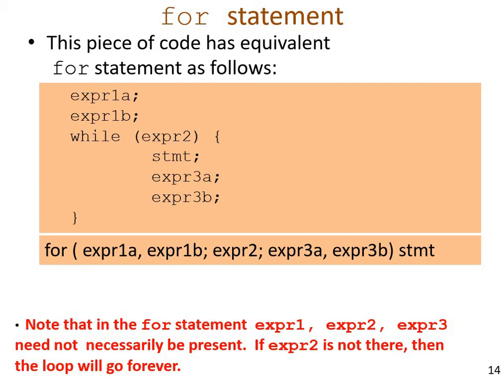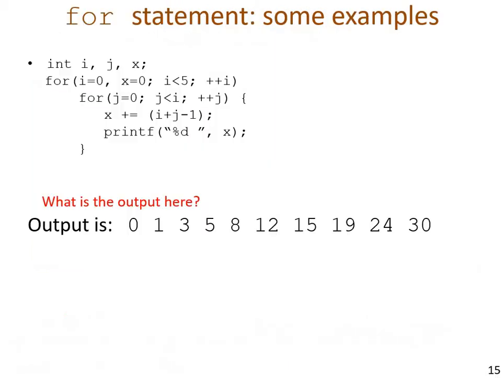But here it is clearly mentioned that in the for statement, expression 1, expression 2, expression 3 need not necessarily be present. But if expression 2 is not there, then the loop will go forever, or you have to mention break explicitly in the for loop.